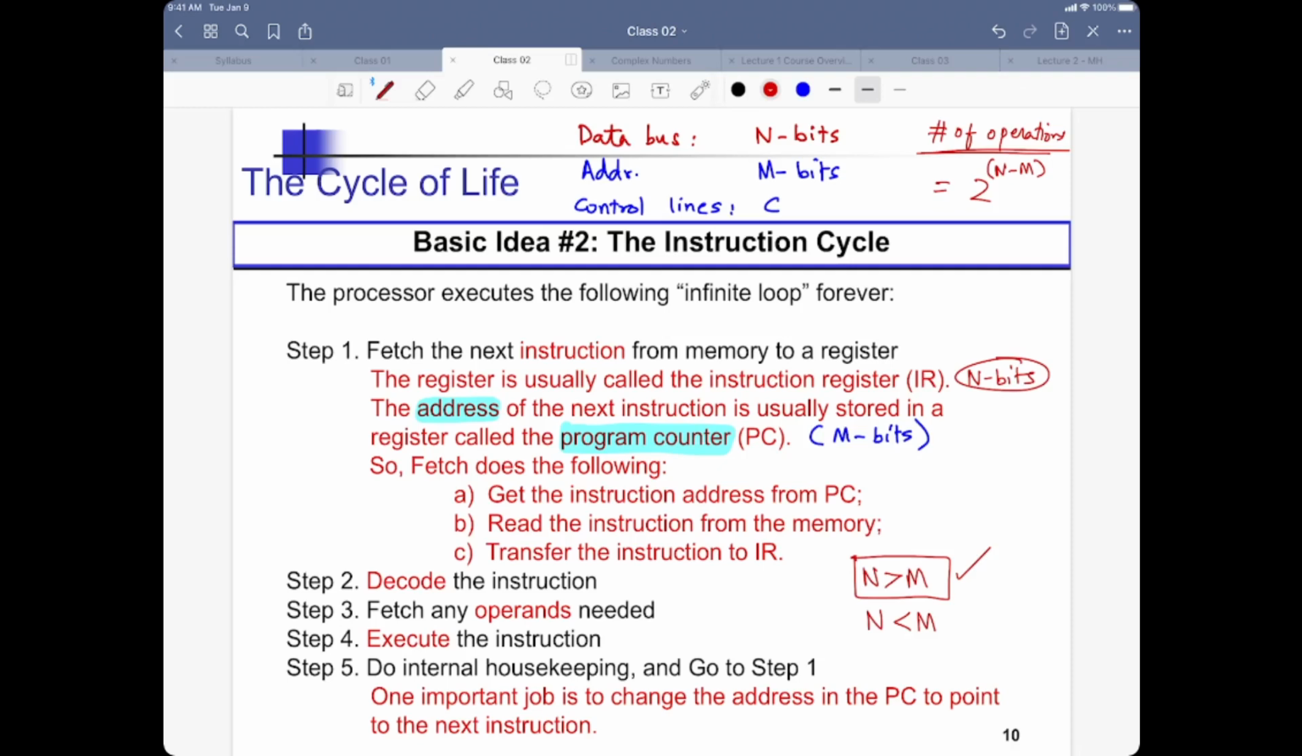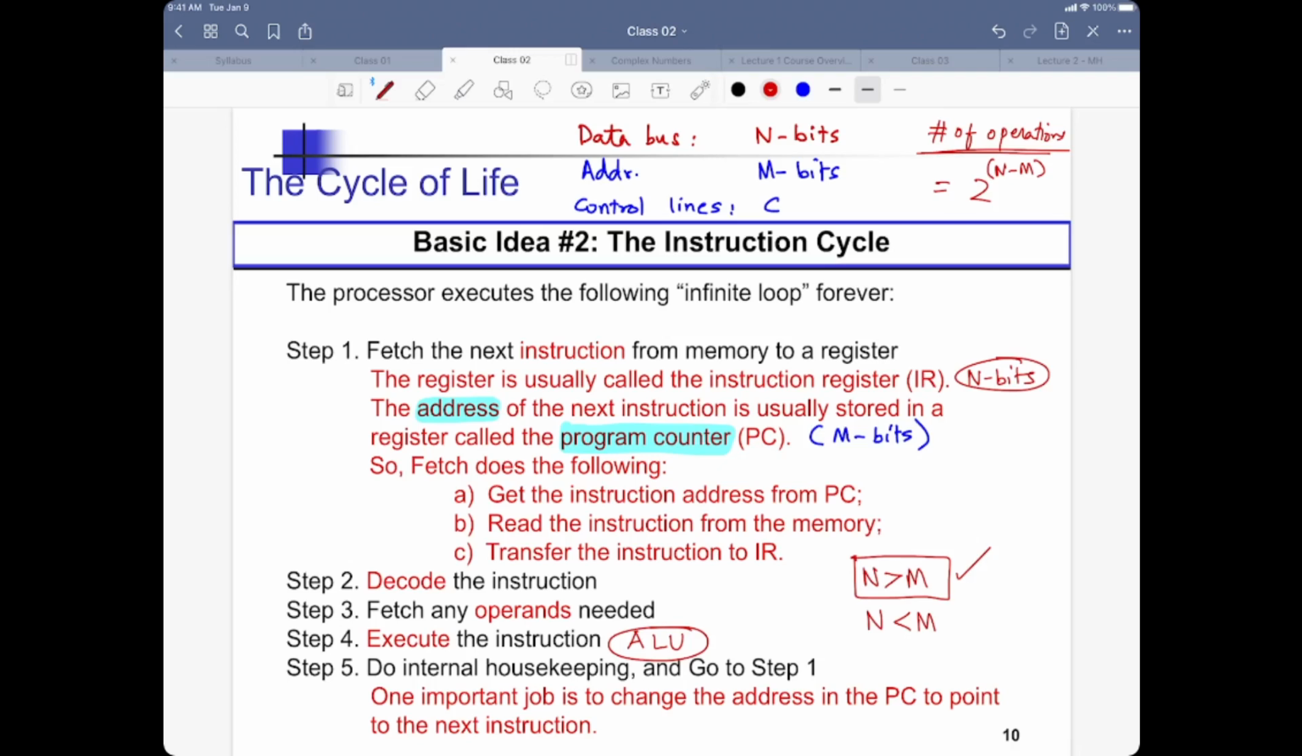Executing the instruction, the workhorse of our computer system, ALU, there it is, right? The ALU is actually going to be doing that particular operation, shift left. Let's see, do internal housekeeping. What does that mean? I'm done with the current instruction. I need to point to the next instruction, right? So I'm essentially going to increment the program counter by one instruction. So PC becomes PC plus 1.